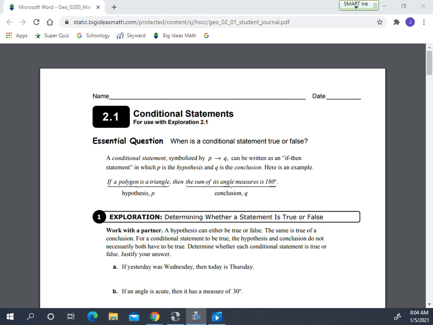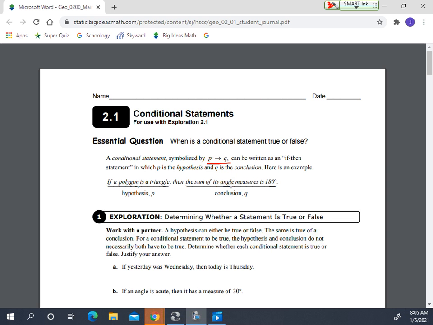Okay? Let's get started with 2.1. We're talking about conditional statements. What's a conditional statement? A conditional statement can be written in if-then form. So it's really our if-then statement. They break it down into P and then Q. That's just saying if P, then Q. So if something, then something else.